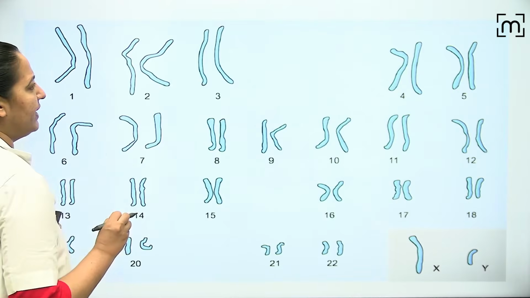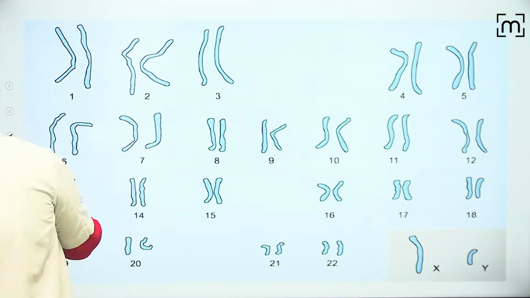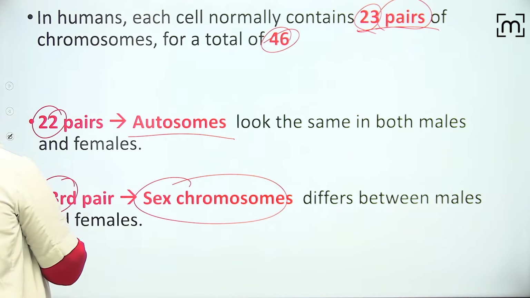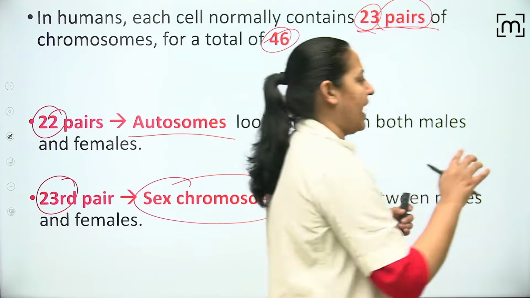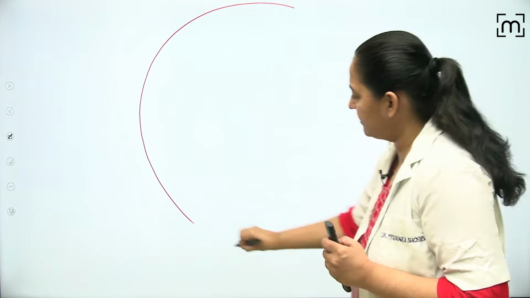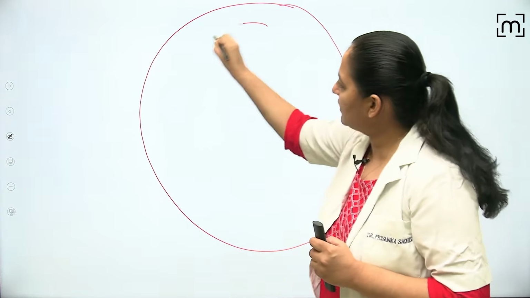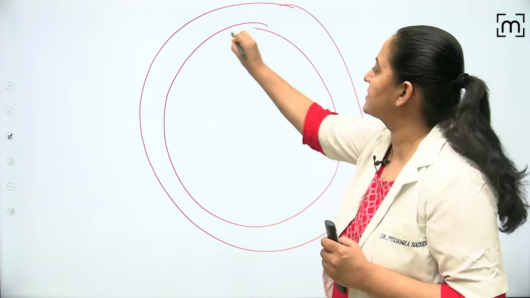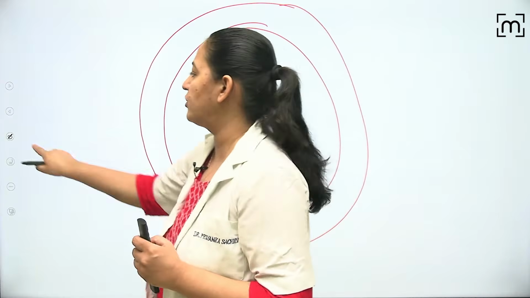So let's have a look here. I would like to draw a diagram first, then I will show you this diagram. I would like to draw the diagram of a cell. Let me draw any human cell. This is a human cell. Let me draw the nucleus. This is the nucleus. Now inside the nucleus, I will draw the chromosomes.